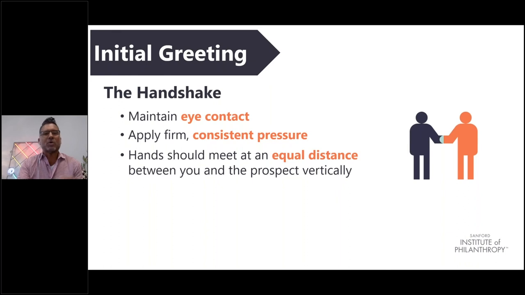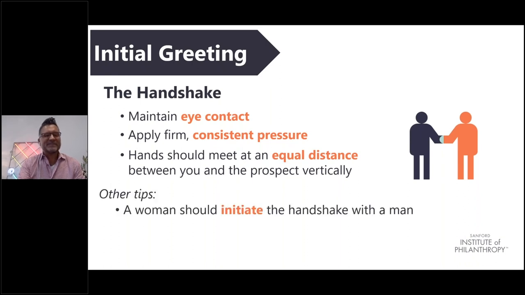Many of you know all of this. Again, it's going to vary depending on the individual. But here we're really just sharing with you best practices around an initial greeting. Other tips: it's commonly known that a woman should initiate the handshake with a man, right? You're there to do business. You're passionate about what you're doing, and you want to show that. So you do not need to wait for somebody else to initiate the handshake.